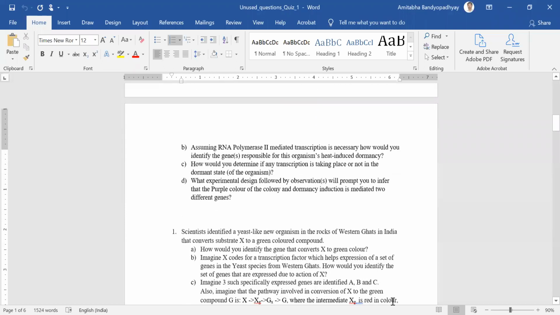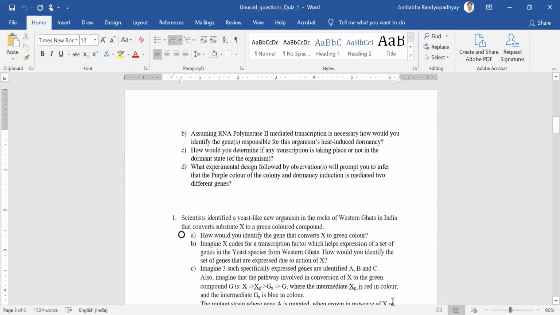B part. So we will have a control in which normal temperature growth is taking place and one at which 42 degrees Celsius growth is taking place. So we will do microarray. Since the genome has been sequenced, we can do microarray of mRNA, to see which genes have been overexpressed when the dormancy has occurred.